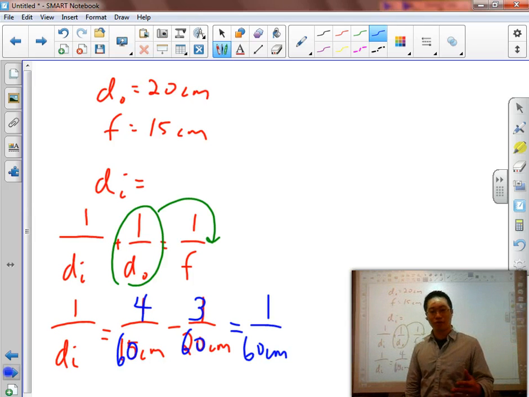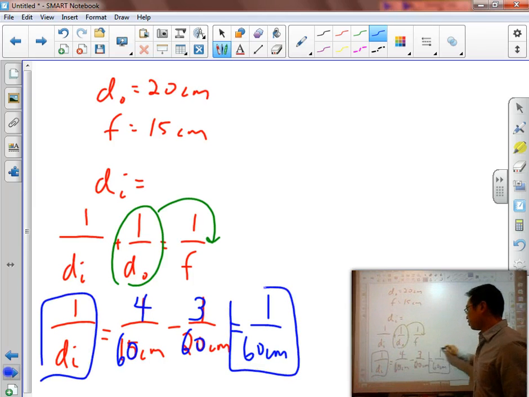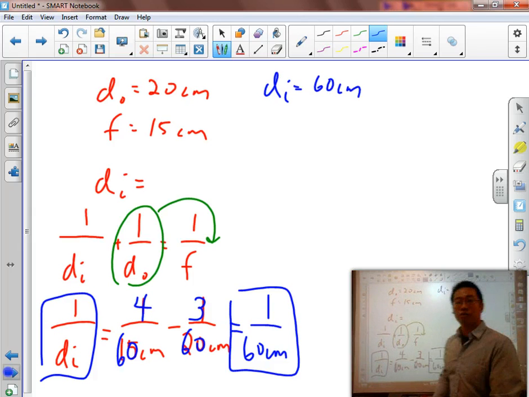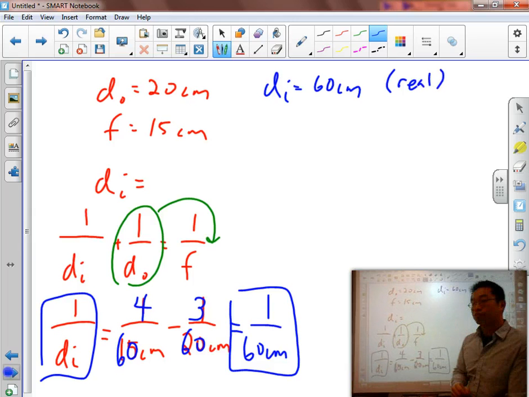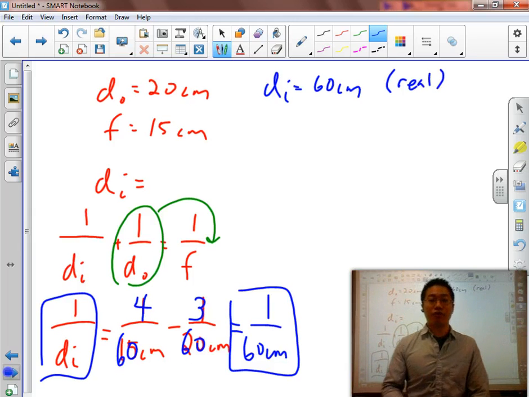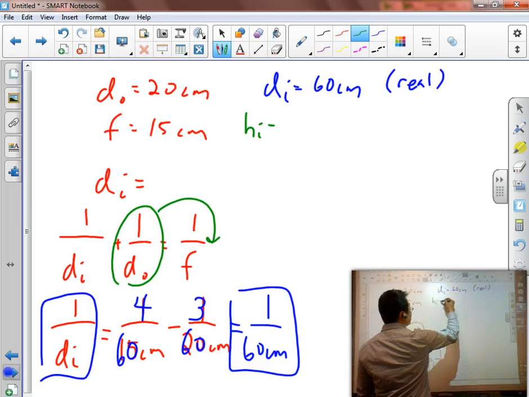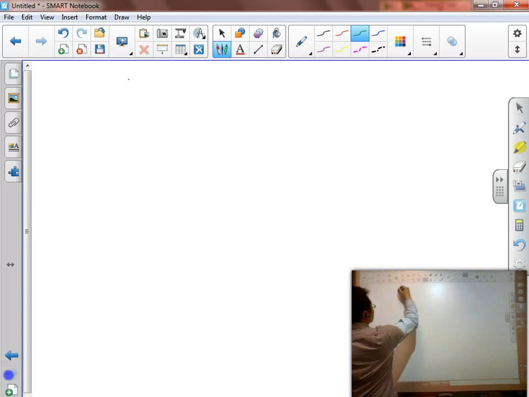But I don't want 1 over 60 because I'm not looking for 1 over DI. I'm looking for DI. So if I flip both sides, I end up with DI equal to 60 centimeters, which is approximately what we saw. The image is much further away. It's a positive distance, which means that it is real, which matches up with our drawing as well. And now if we solve for the height of the image itself, height of the image over height of the object is equal to distance of the image over distance of the object. I'm running a little bit out of room here, so let's move this onto another page.